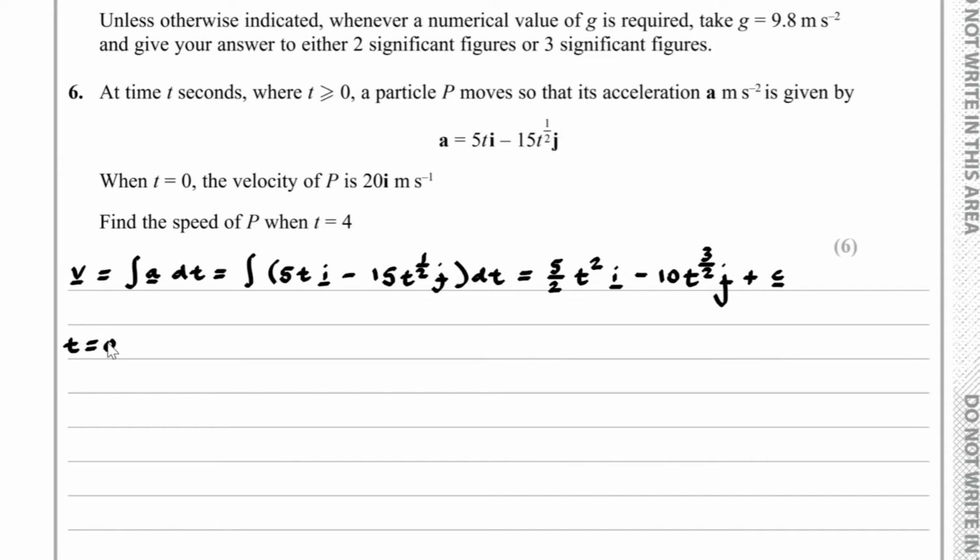So when t equals 0, velocity is equal to 20i. So I've got v, which is 20i. That's equal to, well, here I have 0i subtract 0j plus c, and it turns out then the vector c is equal to 20i.